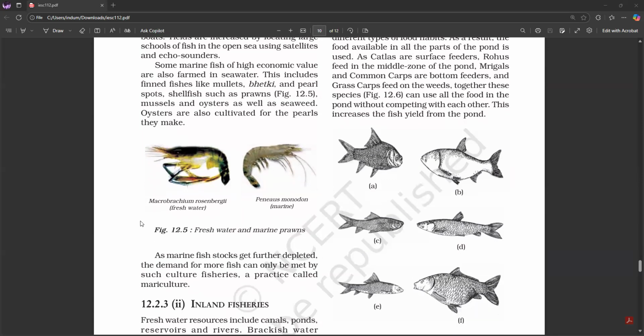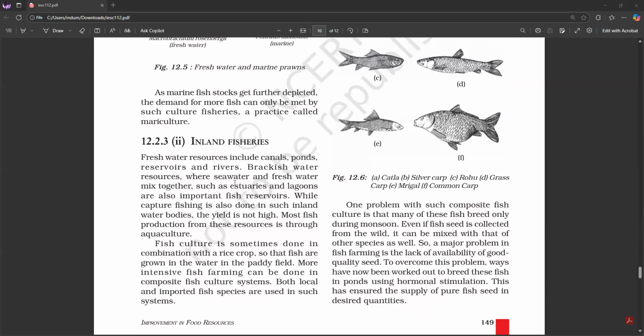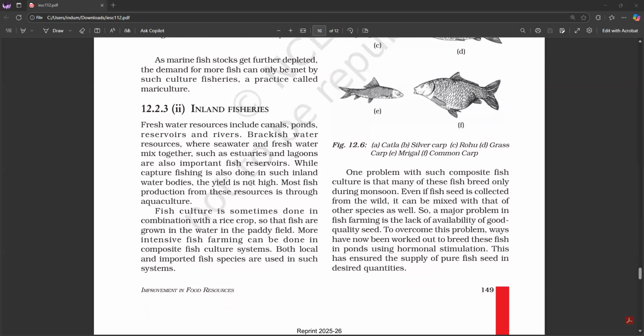Some marine fish of high economic value are also farmed in seawater. This includes finned fishes like mullets, bhetki, and pearl spots, shellfish such as prawns, mussels, and oysters, as well as seaweed. Oysters are also cultivated for the pearls they make. As marine fish stocks get further depleted, the demand for more fish can only be met by culture fisheries, a practice called mariculture.